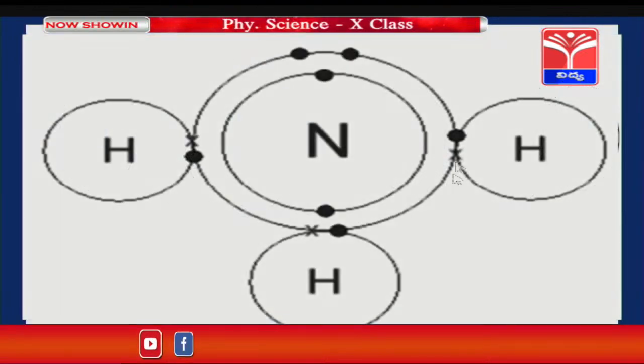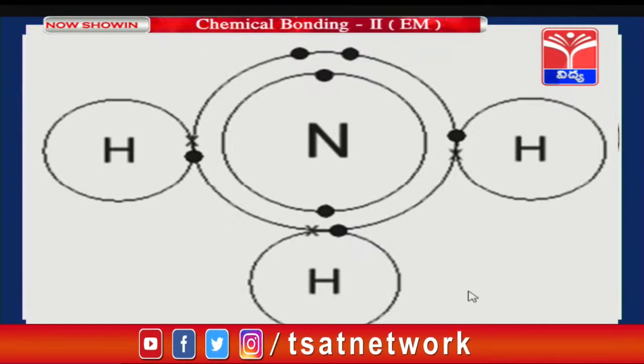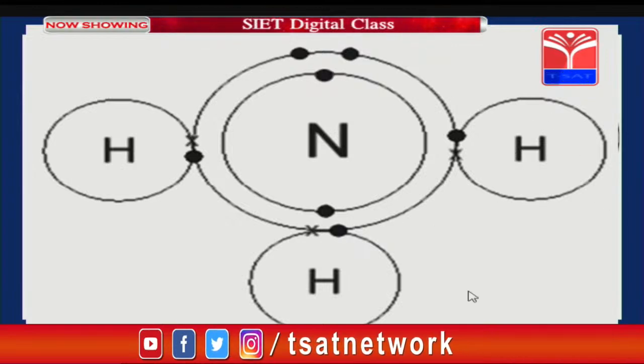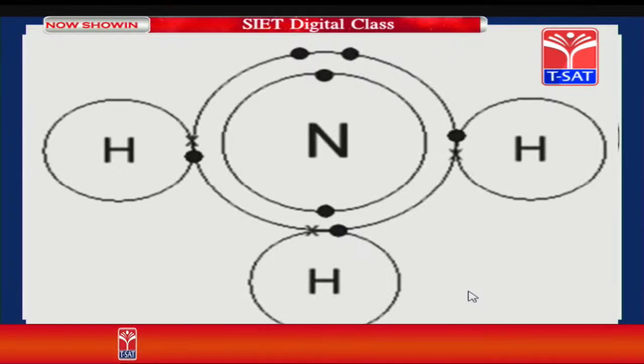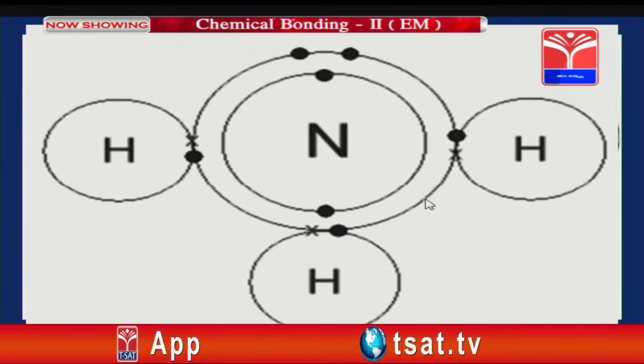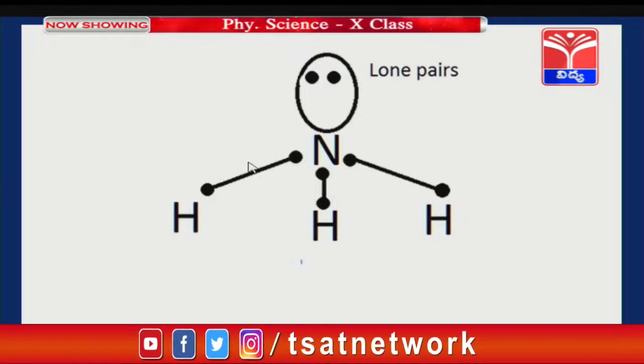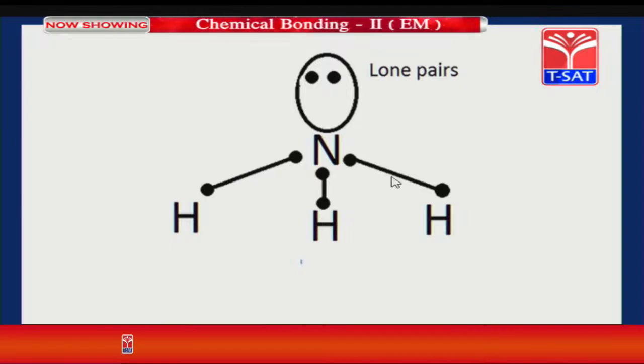So this is the way nitrogen has 8 electrons in the valence shell, and hydrogen has 2 electrons in the valence shell, and now this ammonia molecule is formed. The formula of ammonia is NH3: 3 atoms of hydrogen and 1 atom of nitrogen. The pair of electrons shared between nitrogen and hydrogen is called a bonding pair of electrons. So we have one single bond here, a second single bond and a third single bond.